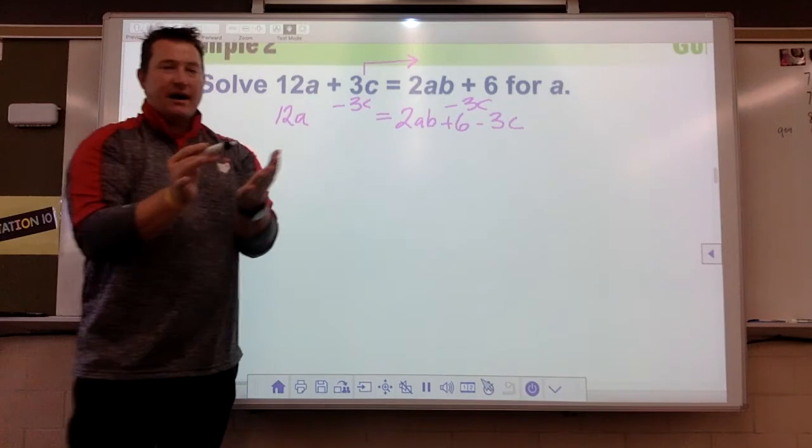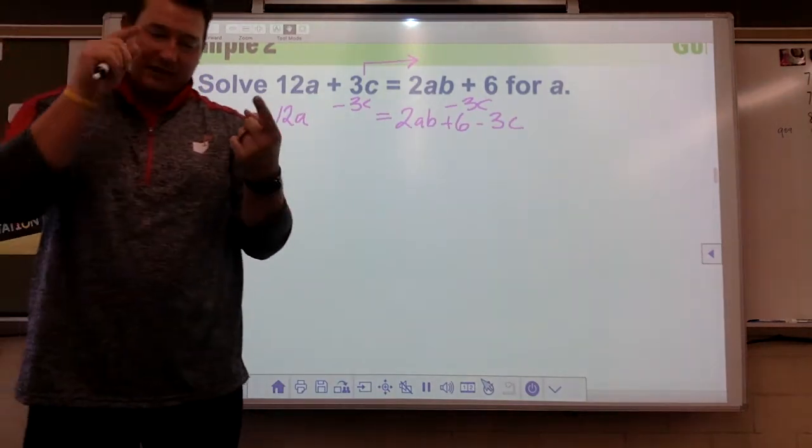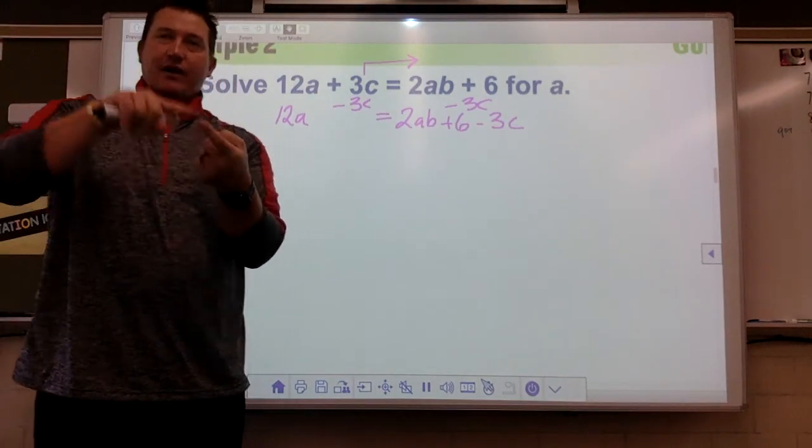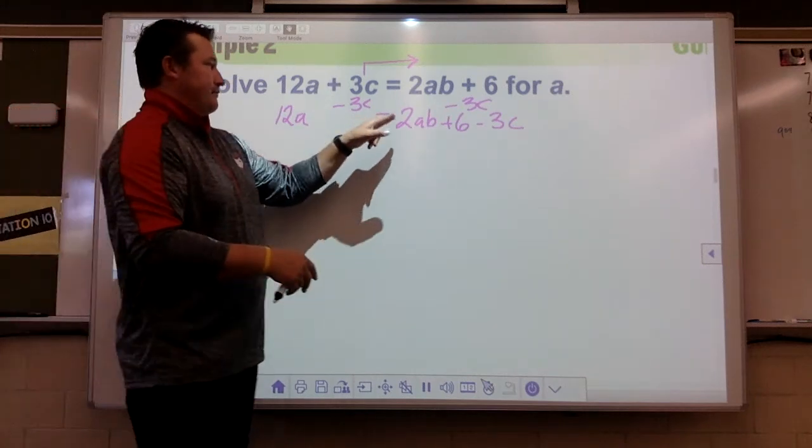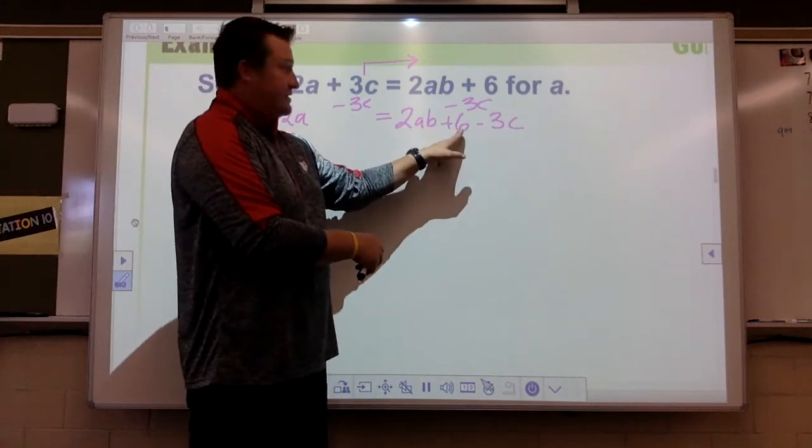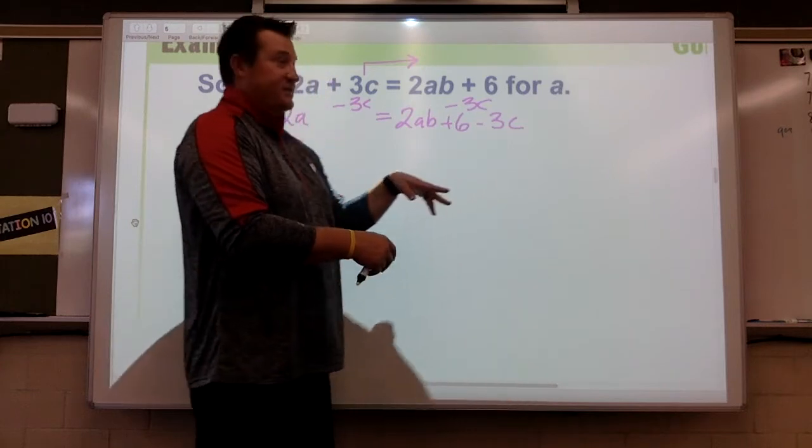Again, nothing combines. Don't combine any of this. Like terms, guys, have the same variable, same power. AB is not going to combine with 6. Nothing's going to combine with C.